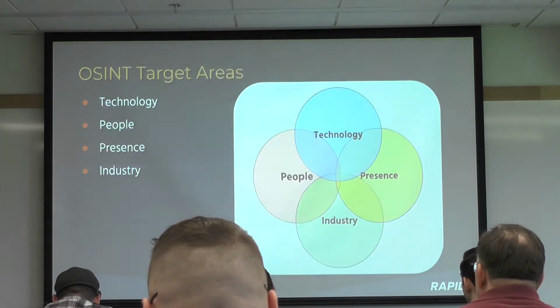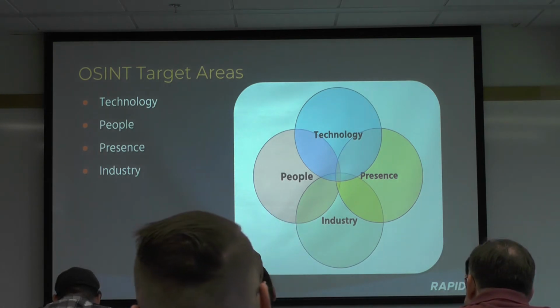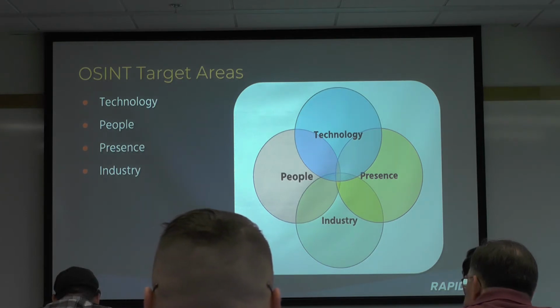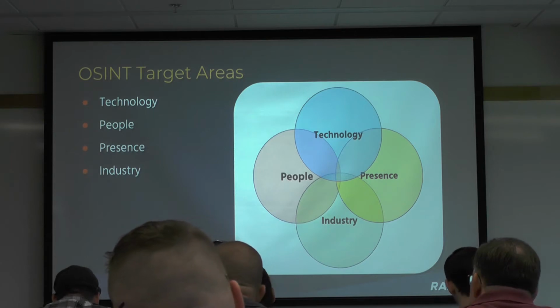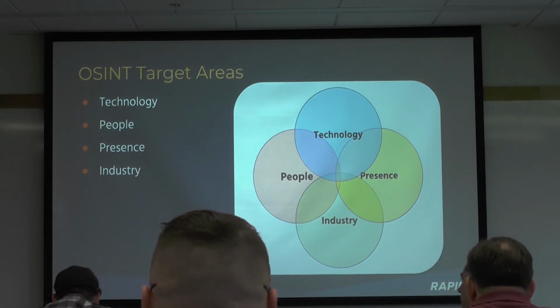Okay, so once you have set your goals, then you can start looking at OSINT target areas. I've classified them into 4 main areas: technology, people, presence, and industry. As you can tell, there's definitely some overlap. These are just logical areas to help you as you go along on your OSINT journey.